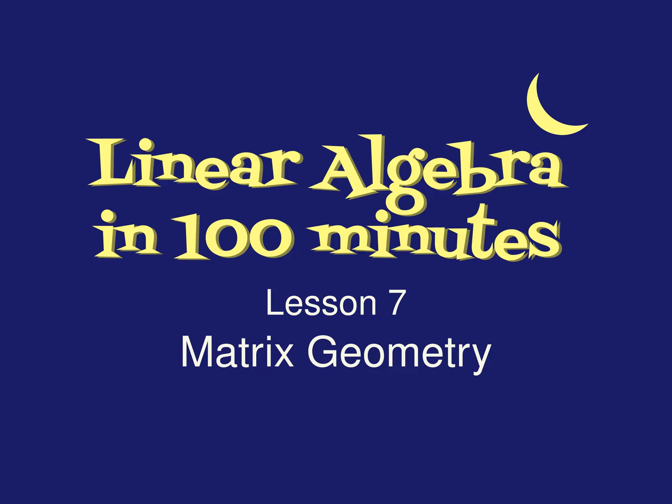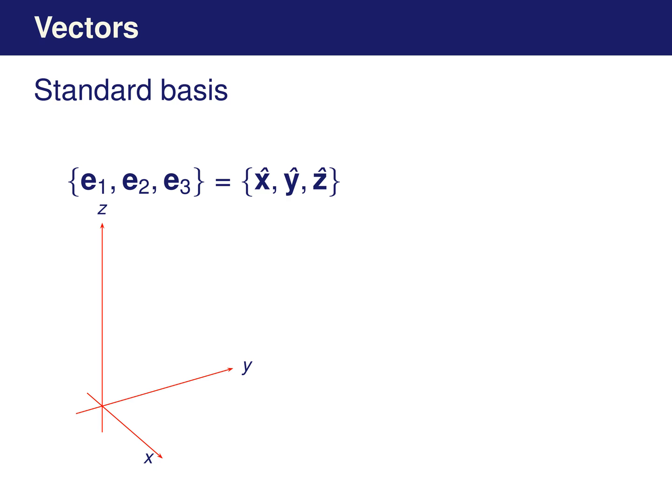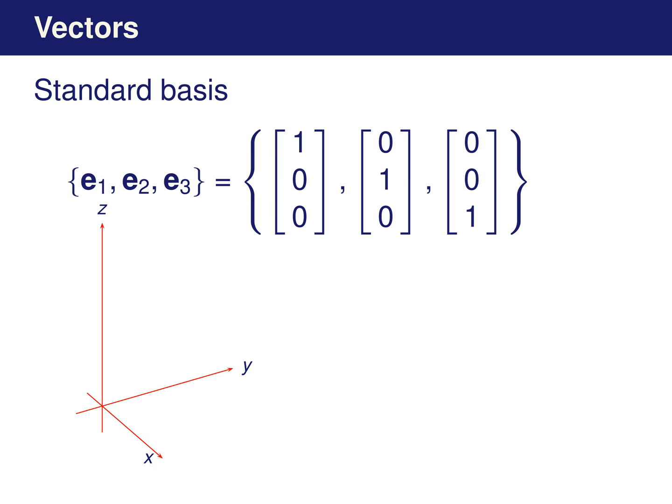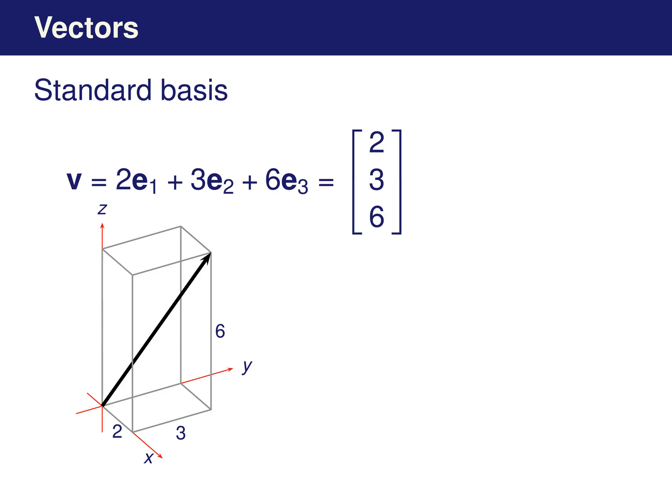Matrix geometry. In this lesson, we look at several geometric aspects of linear operators. The standard basis is the set of unit vectors along the coordinate axis. We can use this matrix representation for the standard basis in three-dimensional space. Any vector can be uniquely written as a linear combination of the basis vectors. For example, the vector 2, 3, 6 equals 2 times e1 plus 3 times e2 plus 6 times e3.